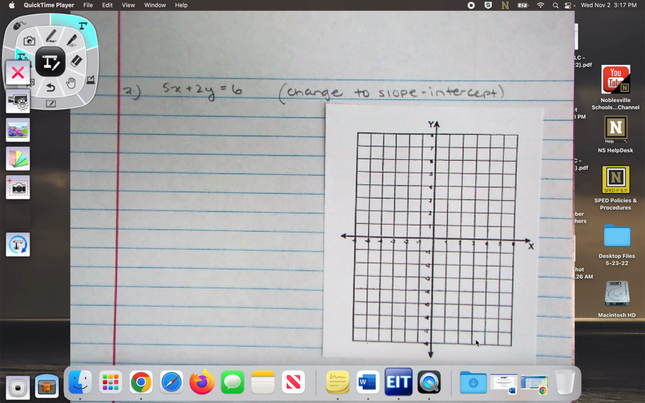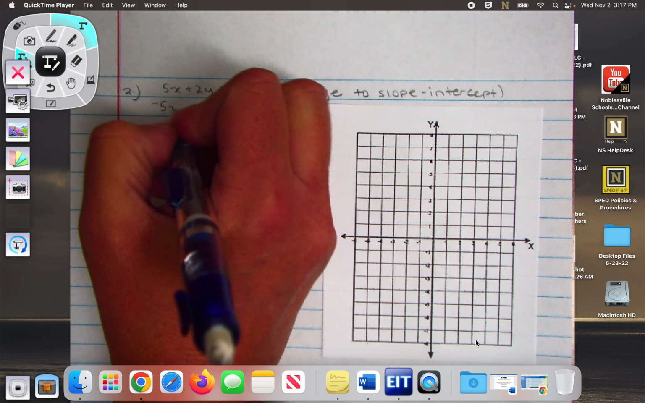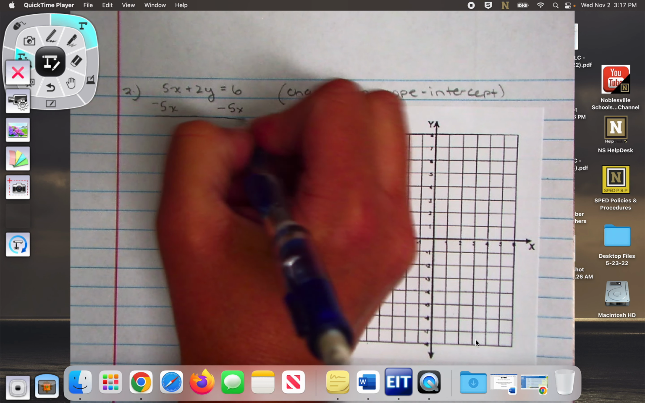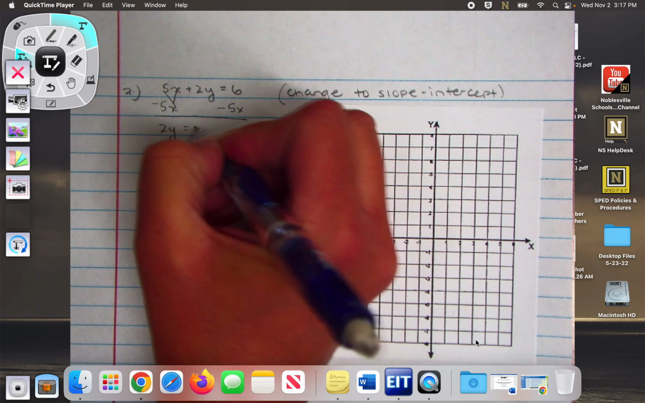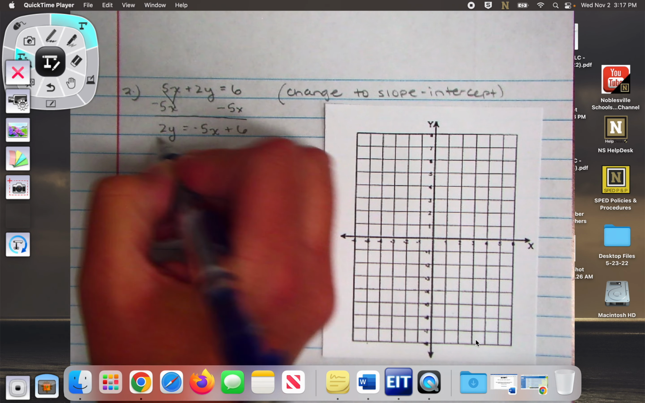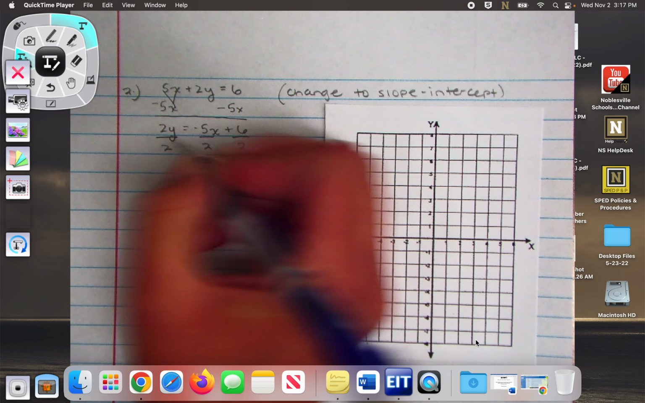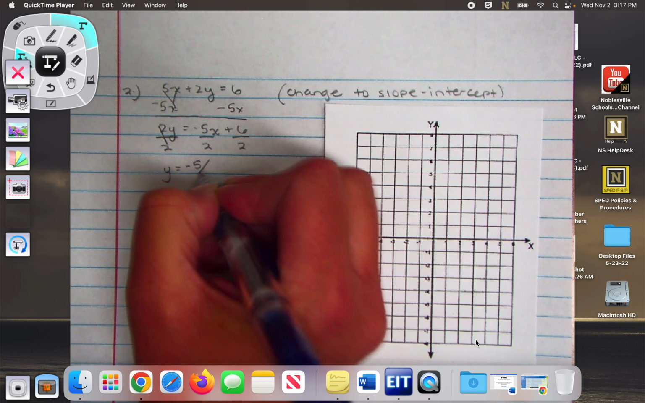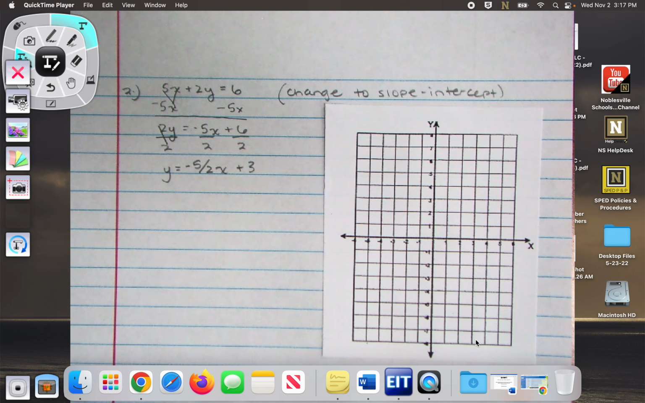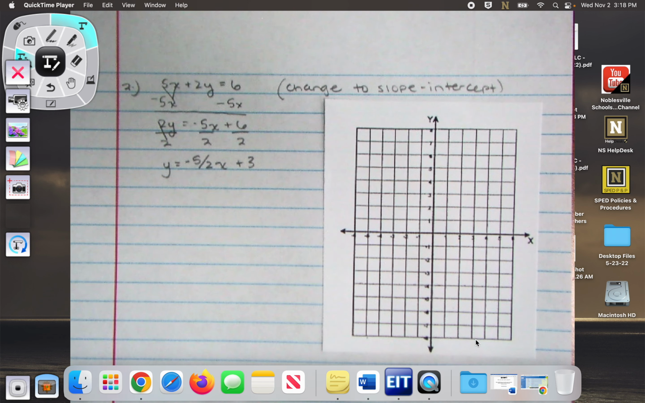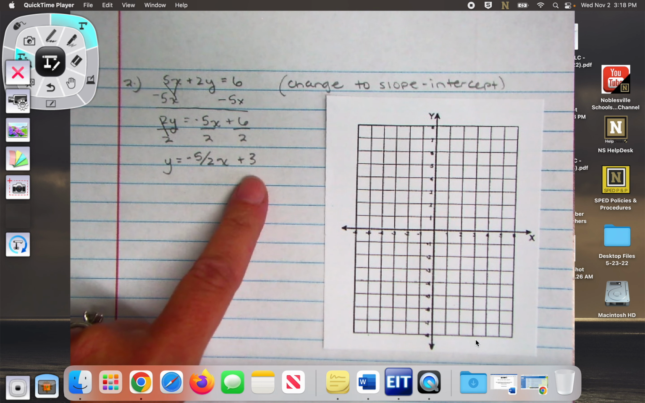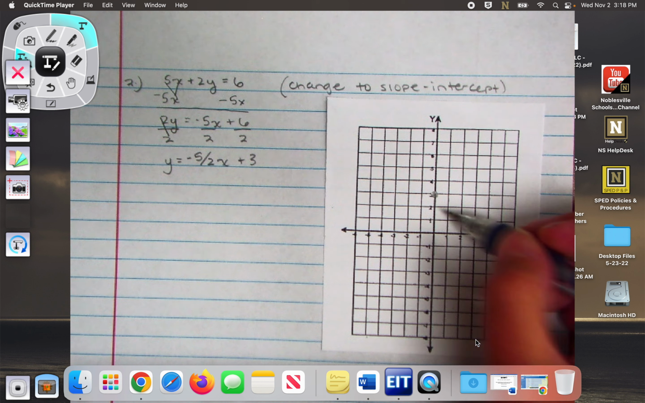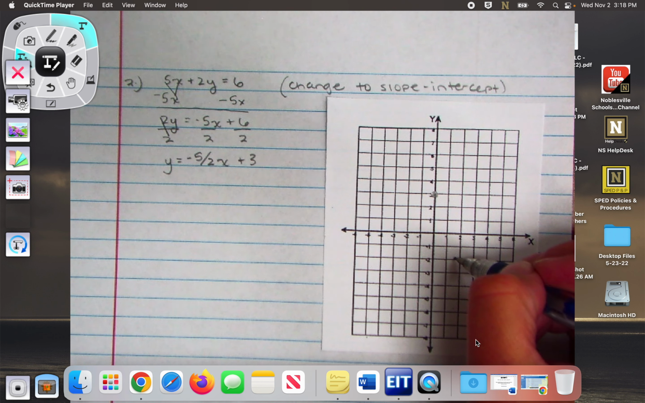Again, we have an equation given to us in standard form. So we're going to change it to slope-intercept so it's easy to graph. And then I'll take that slope-intercept form, plot my y-intercept again, and use my slope, -5 over 2.